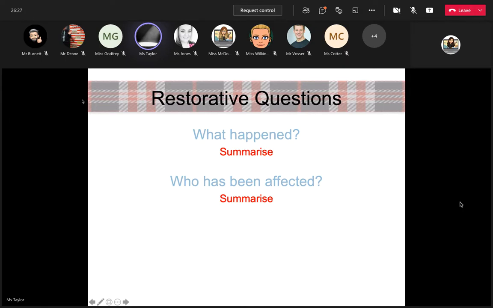So we can't model calm, respectful behaviour if we're losing it. So we need to keep it together, and we need to make sure that we follow this process. It's really helpful for keeping you on track and not getting distracted. So that's facts, what happened, consequences, who's been affected, and future. So the final step, planning for the future.